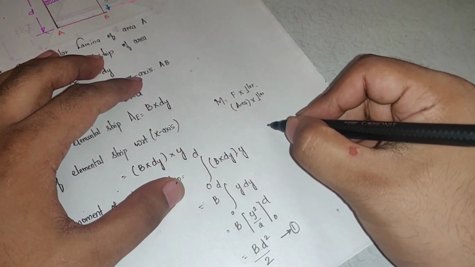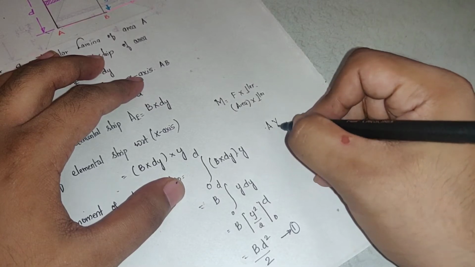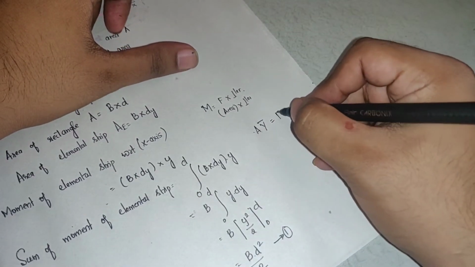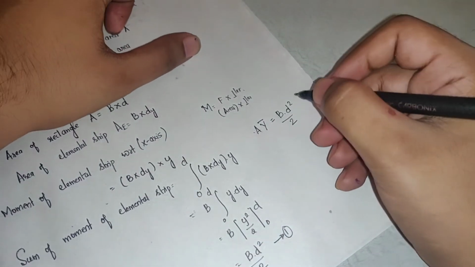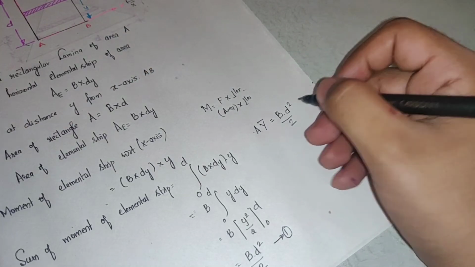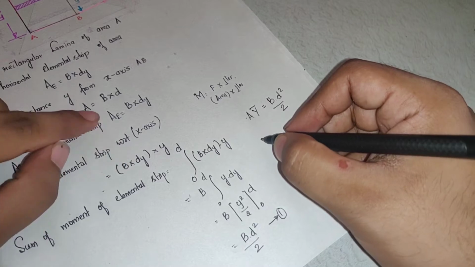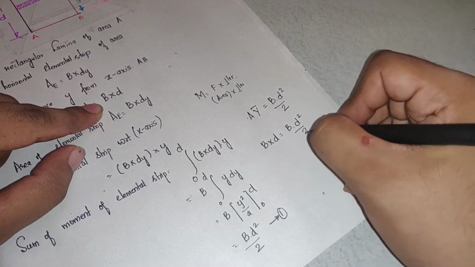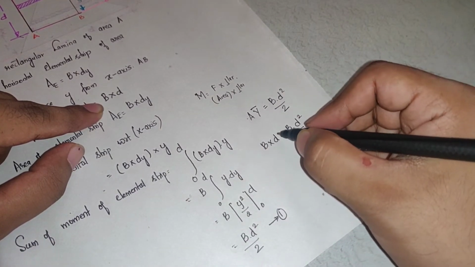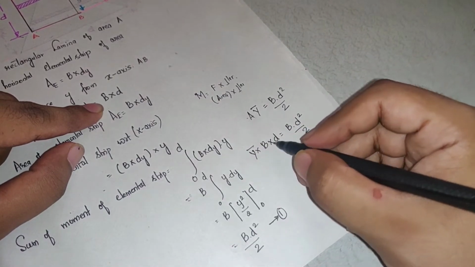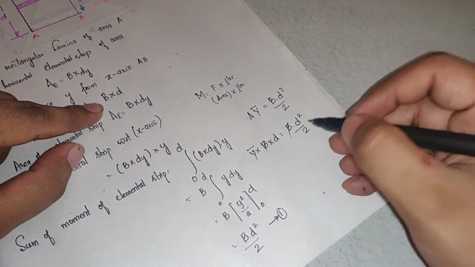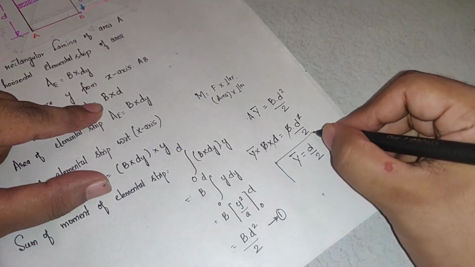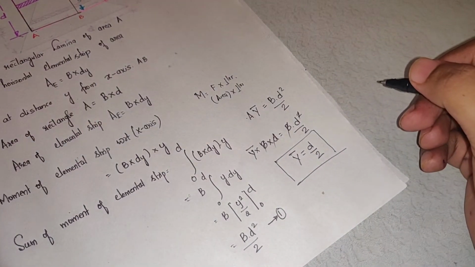Now check here: A into y bar, the total moment of the area, I'll equate with the sum of moments of the elemental strips, B into d square by 2. Now what is area A? We know that area A is B into D. So B into D into y bar equals B into d square by 2. B cancels, D cancels, so we are left with y bar equal to D by 2. So we got y bar.